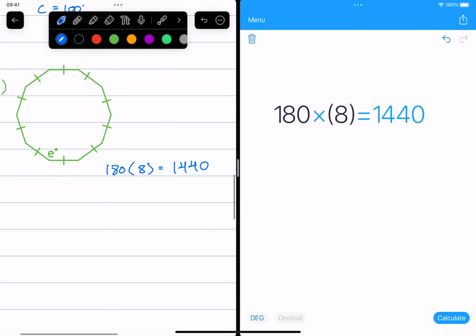That should add up to 1,440. Once again, similar to the regular hexagon, there are 10 equal angles of E. So 10 times E is 1440, meaning one lot of E is going to be 144 degrees.